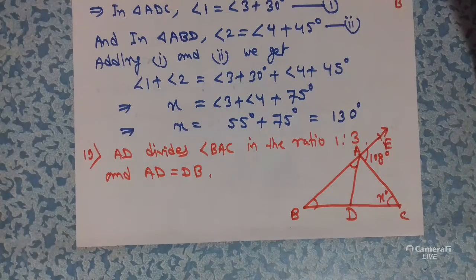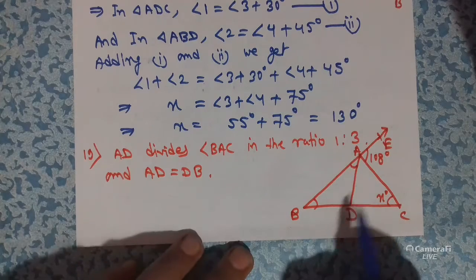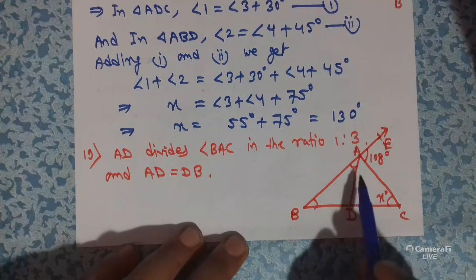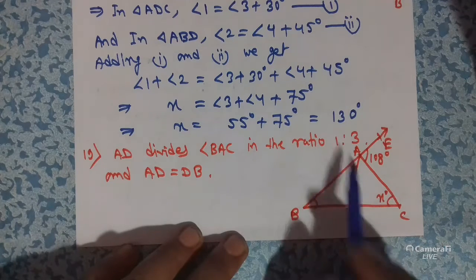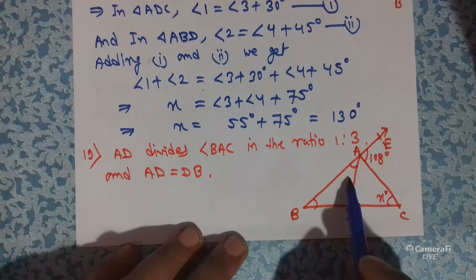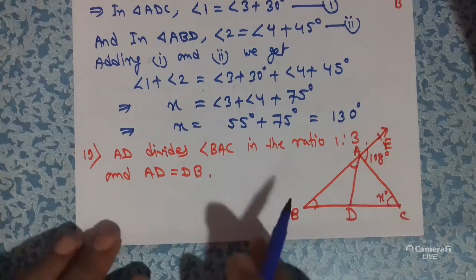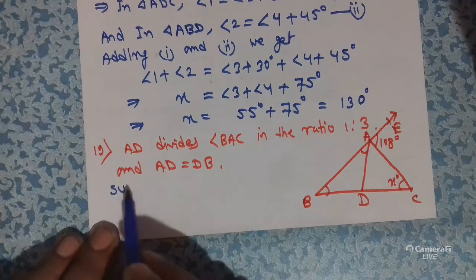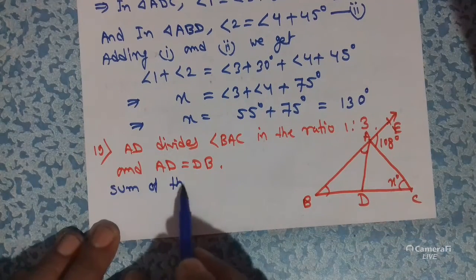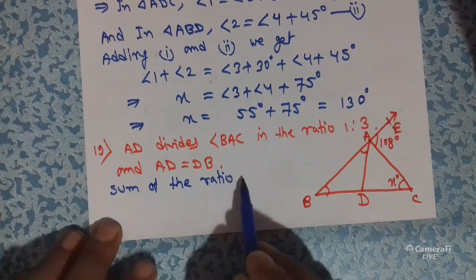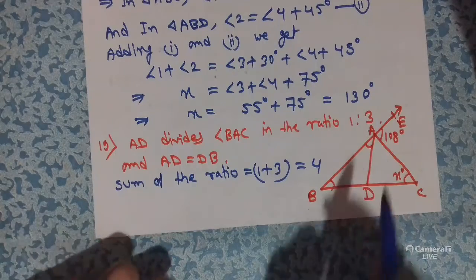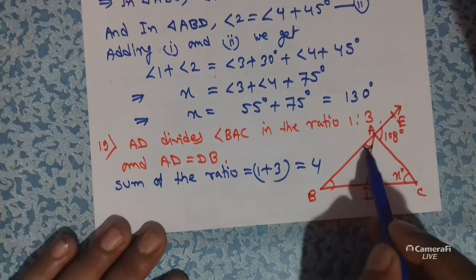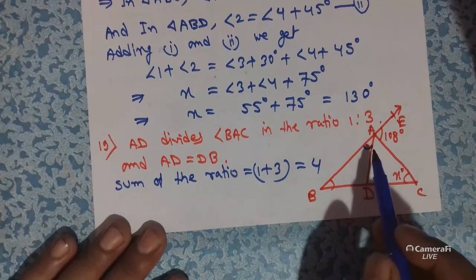Now in the given figure it is given that AD divides angle BAC, that means these two angles divide in the ratio 1:3. 1:3 means this one is 1 part and this one is 3 parts. So at first we can write the sum of the ratio: 1 plus 3, that means 4. So angle BAD is 1 part out of 4 parts.